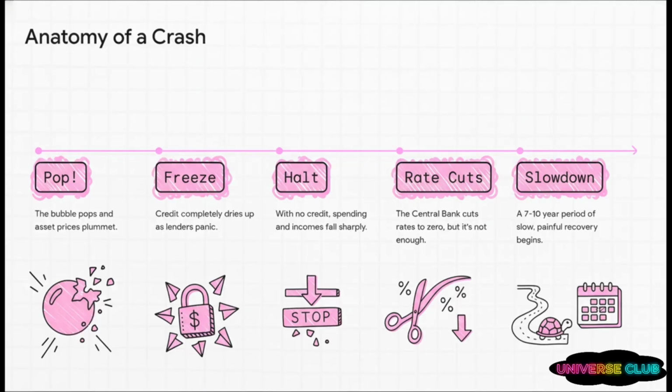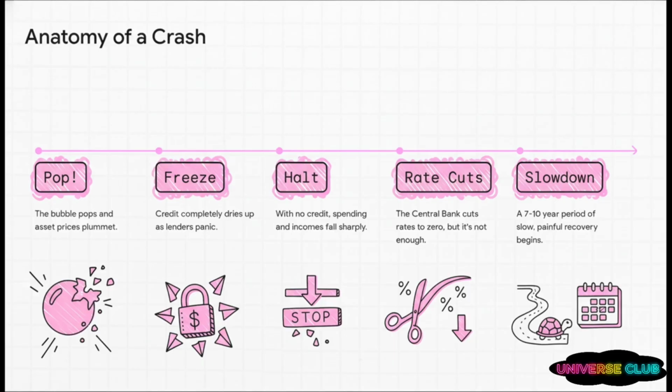First, the bubble pops. Asset prices, stocks, houses, they just plummet. This wipes out everybody's collateral, so lenders totally panic, and credit just freezes solid. Nobody can borrow. So of course, spending grinds to a halt. And remember, one person's spending is another's income. So incomes collapse.